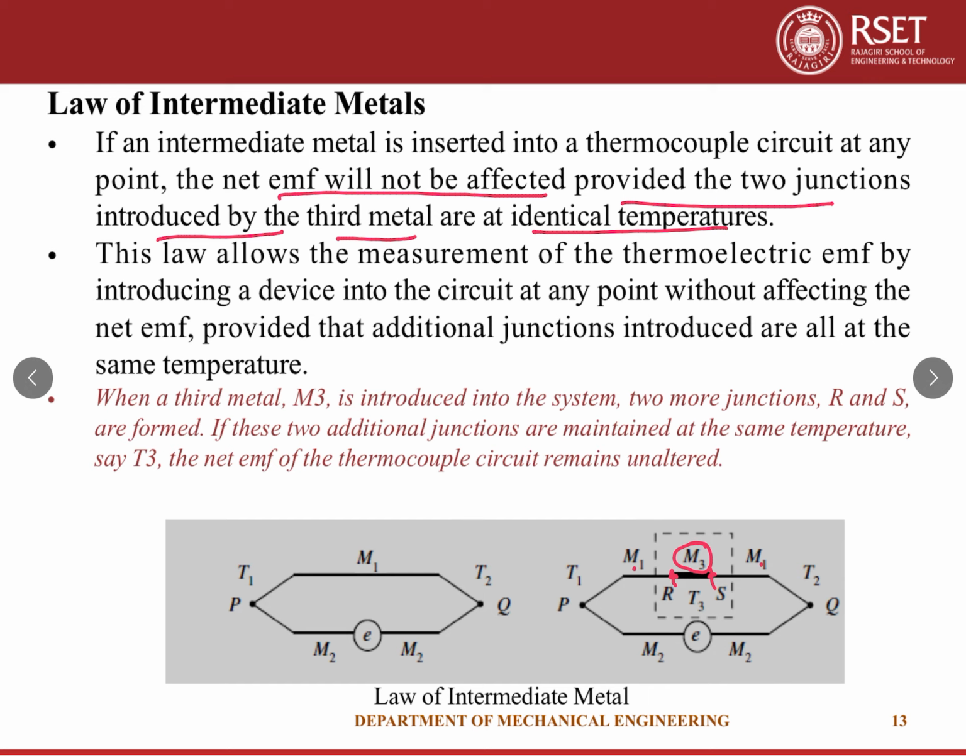This law allows the measurement of thermoelectric EMF by introducing a device in the circuit at any point without affecting the net EMF, provided that the additional junctions introduced are all at the same temperature. So we are adding a voltmeter to measure, which will be an additional material, but that should not affect the temperature measurement. The two junctions created by this metal in the circuit will have the same temperature, then the EMF measured will be the same and the temperature measurement will not be affected. That is the law.